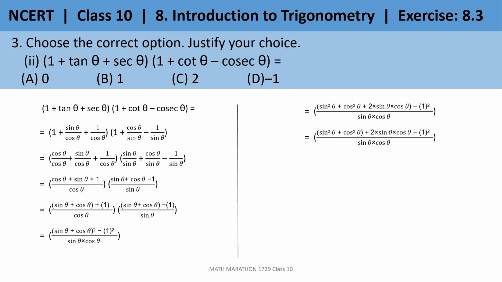We know that sin square theta plus cos square theta is equal to 1. In the numerator, we have plus 1 and minus 1. 1 minus 1 is 0. In the numerator and denominator, we have sin theta multiplied by cos theta. We can cancel out, sin theta multiplied by cos theta, and the answer is equal to 2. So, the answer is option C, 2.